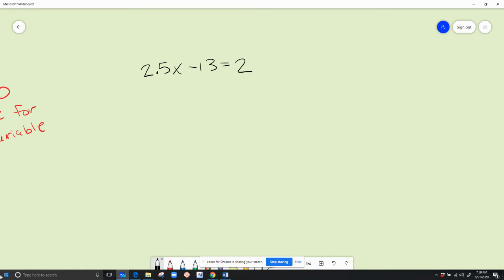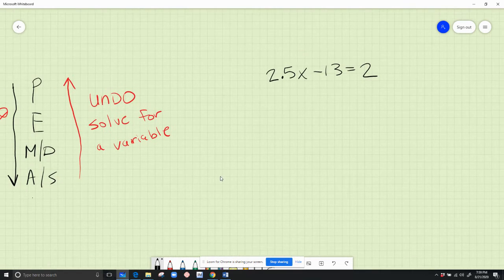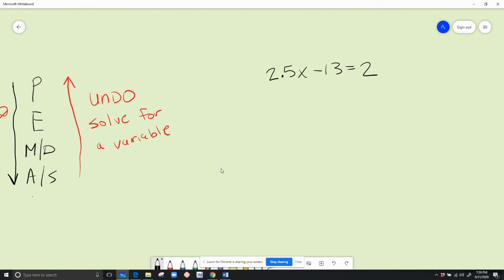Remember, we're going to use reverse PEMDAS. Let me scoot this over a bit. Reverse PEMDAS. So you're literally going to the bottom and saying, hey, I need to get rid of everything on the side with the x. So I got to do it in this order. I got to get rid of all addition and subtraction first.